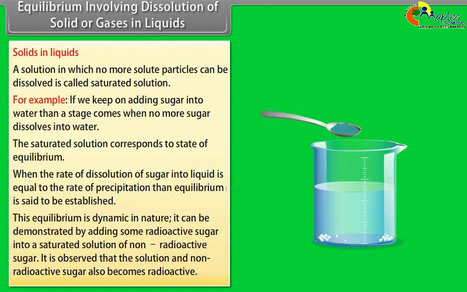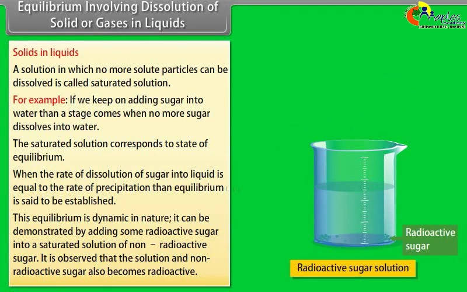It can be demonstrated by adding some radioactive sugar into a saturated solution of non-radioactive sugar. It is observed that the solution and the non-radioactive sugar also become radioactive.